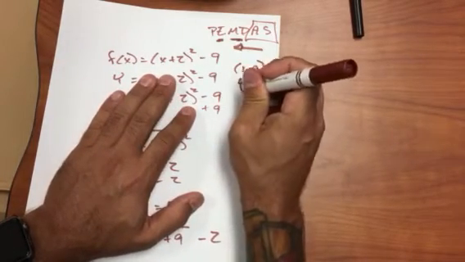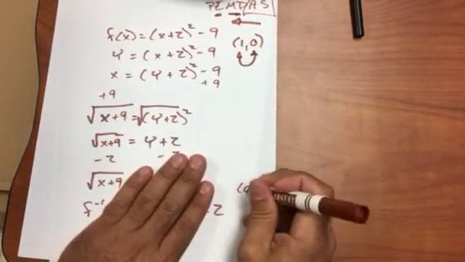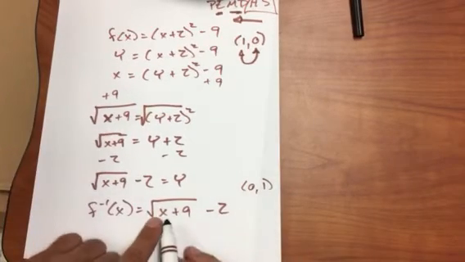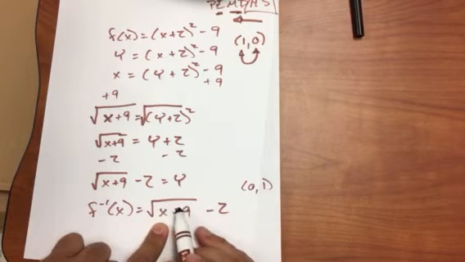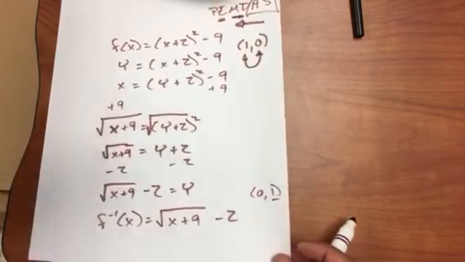The inputs become the outputs on the inverse, which means this one should be an input of 0 and an output of 1. And let's see if that happens. 0 plus 9 is 9. Square root of 9 is 3. 3 minus 2 is 1. So it did work. So those are inverses of each other.